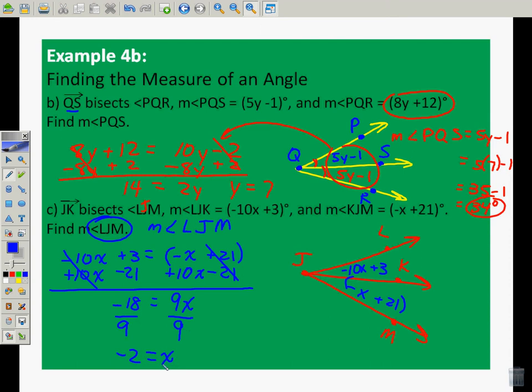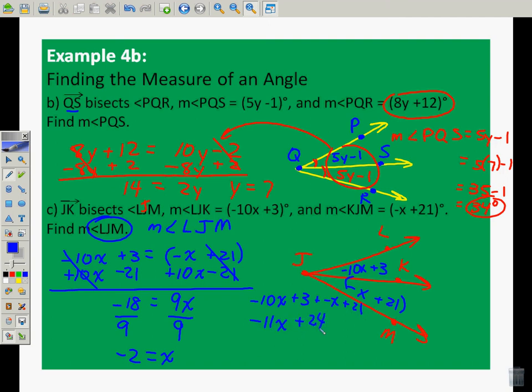Well, what am I trying to find? I'm trying to find the measure of the whole thing. Well, let's see. An easy way to do this, I could put them together, add the two expressions, or I could find one and then double it because I know that it's half. So I'm going to put them together. Minus 10x plus 3 plus a minus x plus 21. So I've got minus 11x plus 24 is equal to the whole thing.